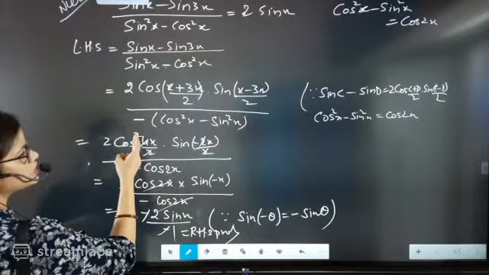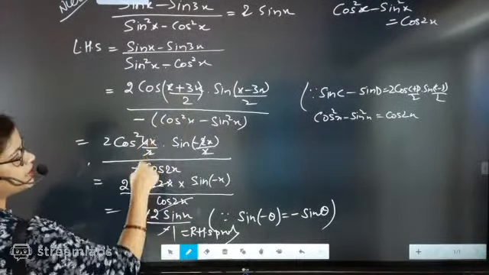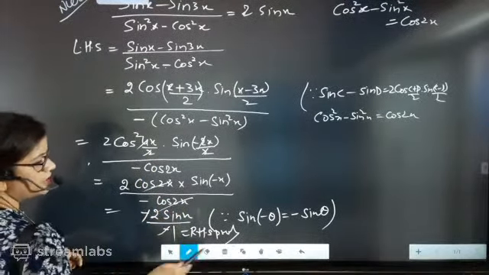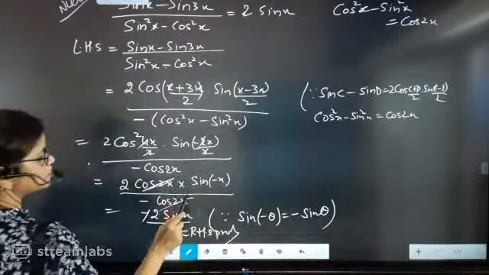Now beta, cos 2x and cos 2x got cancelled, because here beta cos 4x by 2 is coming. So 2 will cancel. So cos 2x in denominator and numerator got cancelled. So after cancelling, what is left is 2 sin of minus x. Sin of minus x is minus sin x, so minus 2 sin x, and in the denominator minus 1 was there. So minus and minus got cancelled. You got 2 sin x, and 2 sin x is nothing but equal to RHS.